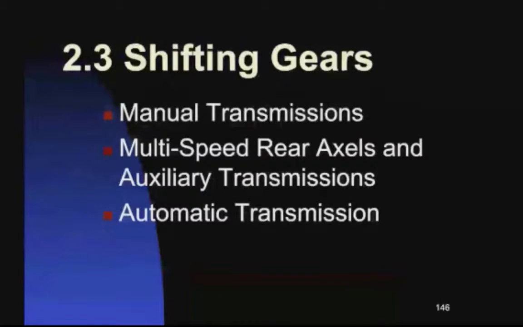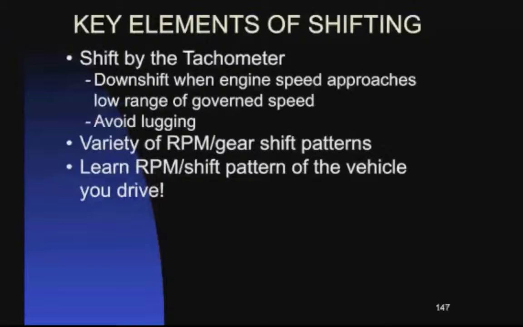Section 2.3, shifting gears. Manual transmissions, multi-speed rear axles, and auxiliary transmissions, and automatic transmissions. Key elements of shifting. Shift by the tachometer. Downshift when engine speed approaches low range of governed speed. Avoid lugging. A variety of RPM and gear shift patterns. Learn RPM and shift patterns of the vehicle you drive.